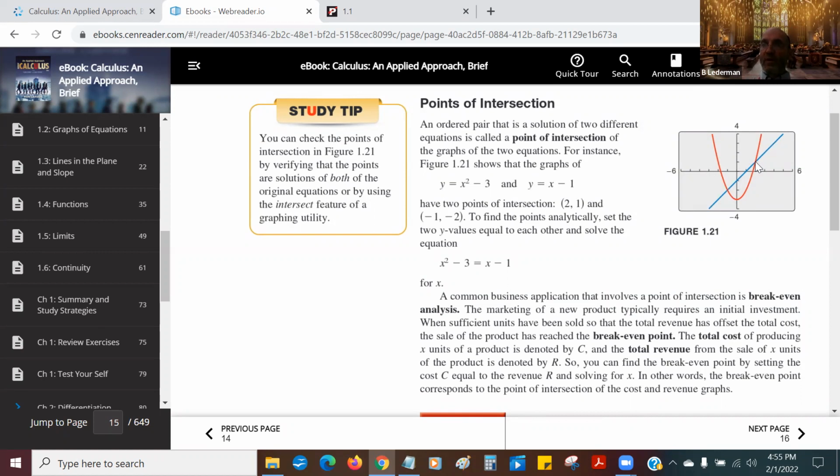To find those points, since they're both equal to y, I set them equal to each other. So x squared minus 3 is going to equal x minus 1. Now I'm just going to solve this for x. It's actually a quadratic, and it's not that hard to solve. You just have to bring everything over to one side and solve it like a quadratic. I can't believe they're not solving it. That's so rude.